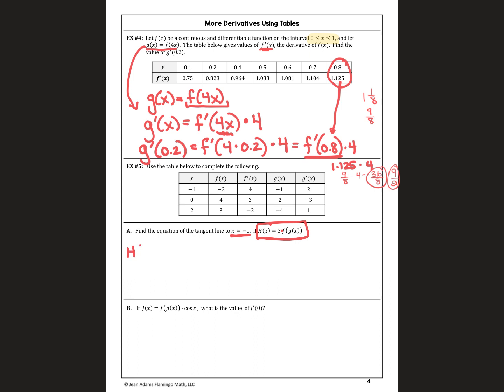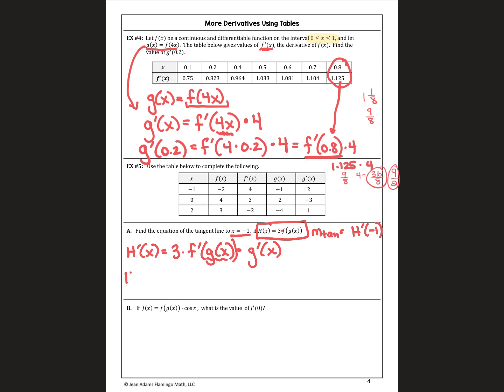So when I differentiate, h prime of x, I get 3 times the derivative of the outside. The inside function g of x stays the same. And then I multiply by the derivative of the inside, which is the derivative of g, which is g prime of x. So if I want to know what the equation of the tangent line is, I need to know what the slope of the tangent line is. M tangent is actually equal to the derivative evaluated at -1. So M tangent is actually h prime of -1.